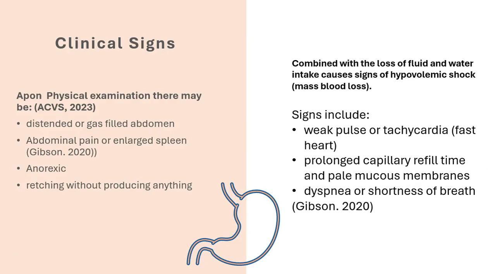Upon examination, there may be a distended or gas-filled abdomen with pain. Upon palpation, you may find an enlarged spleen, also signs of anorexia, and retching without producing anything. This, combined with the lack of fluids, can result in hypovolemic shock. This looks like tachycardia or prolonged capillary refill time, abnormal mucous membranes, or even shortness of breath.